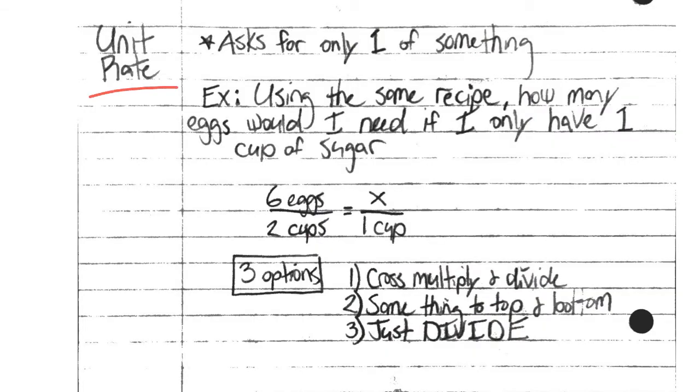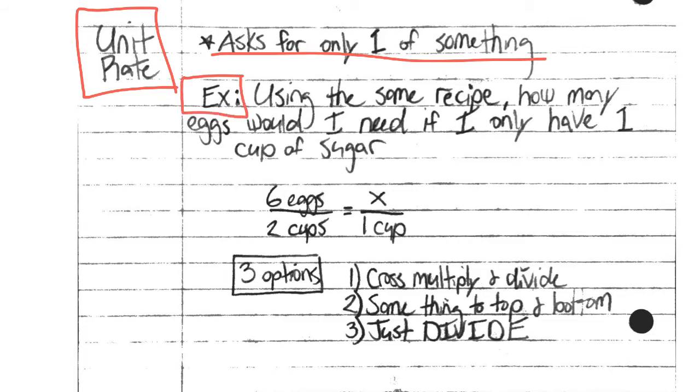Okay, unit rate. We did this back when we did the grocery store in our classroom and we were trying to find the cheapest item. Remember that unit rate means that they're asking for only one of something. So this is kind of like rate where we're getting bigger or smaller, but it's always going down to 1 instead of just any number. So now our example here is using the same recipe. How many eggs would I need if I only have 1 cup of sugar?